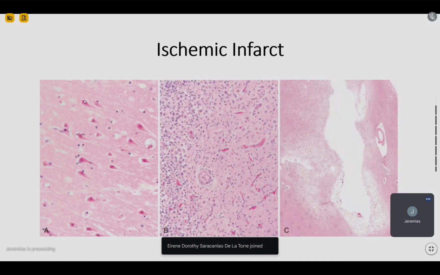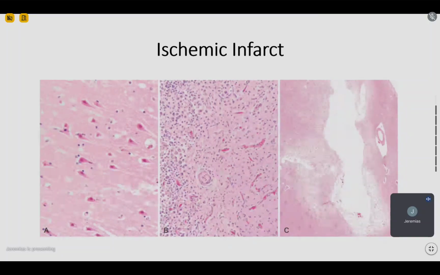So this picture shows the changes in the histology of the brain after hours of the brain suffering from ischemic infarct. So for the first picture labeled A, there's red neuron injury after the first 6 to 12 hours.